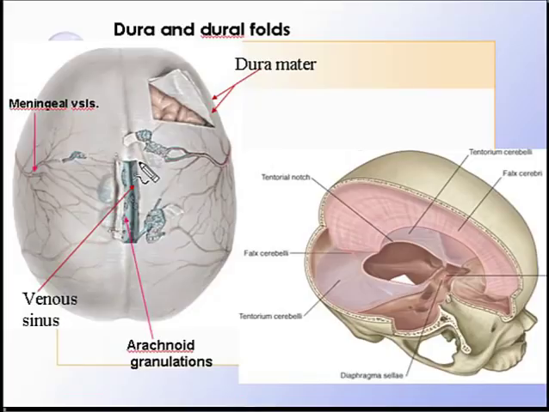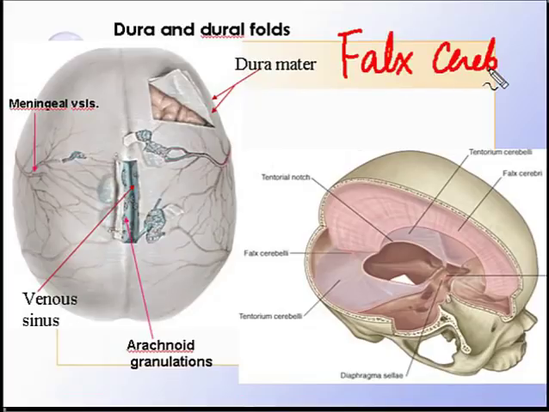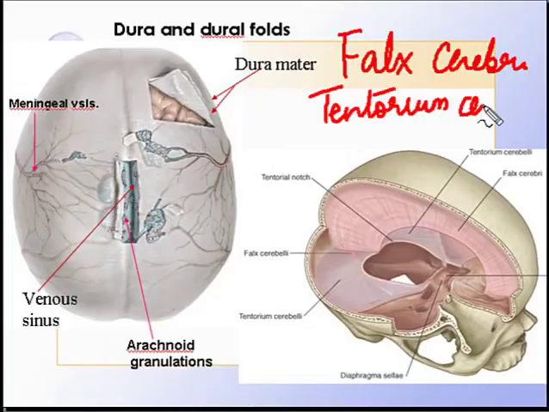You have one which is known as falx cerebri. The second one is called tentorium cerebelli, and there's a third insignificant one which is known as falx cerebelli.